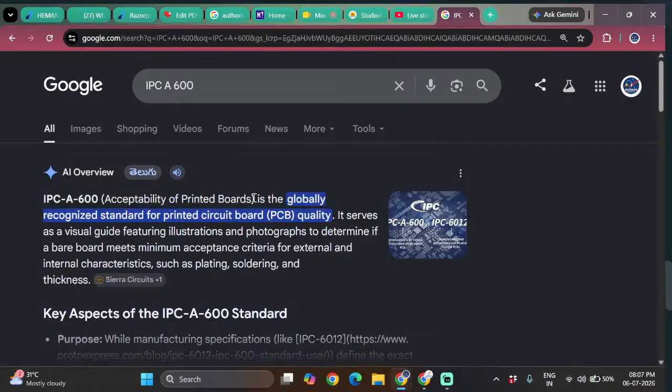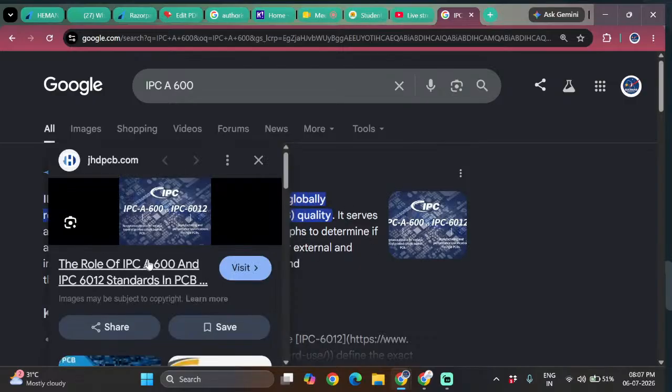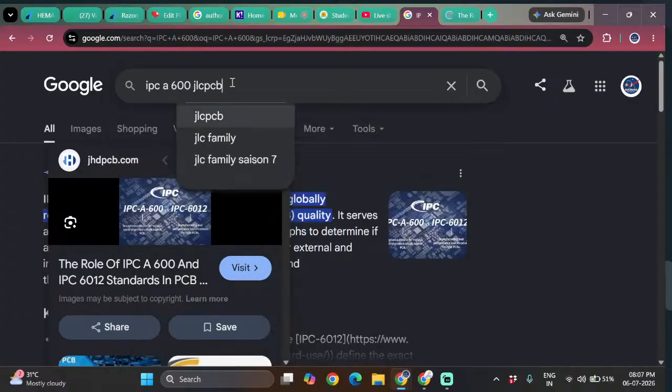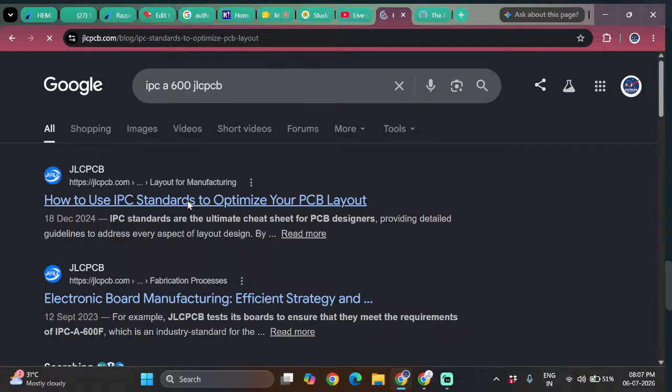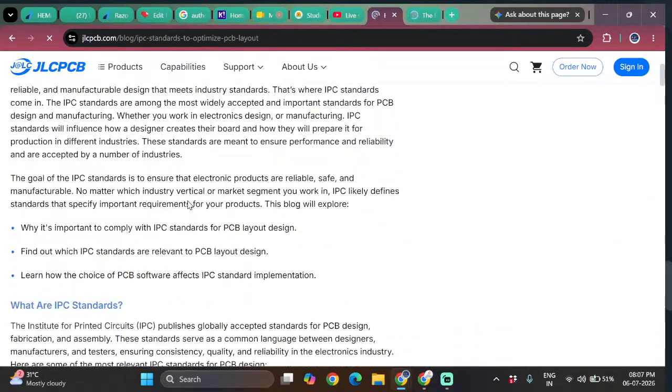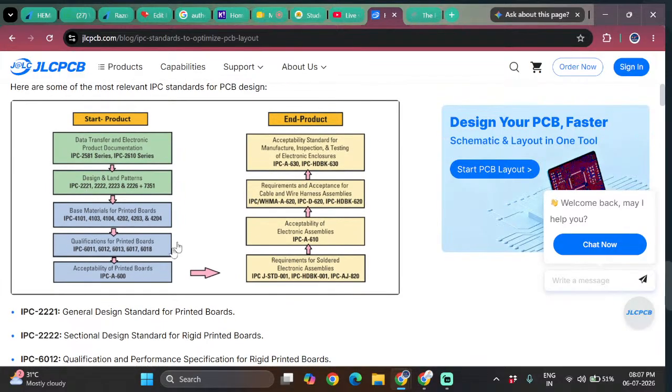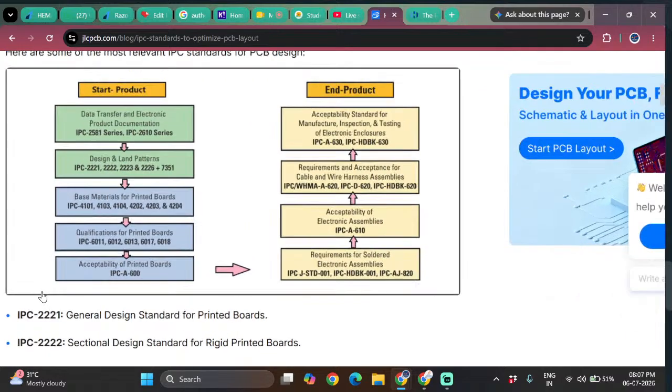It is a globally recognized standard. All the manufacturing companies follow some global standards like IPC-600. There is one more thing, IPC-6012. I will show you. See, these are global standards. Usually you don't find these standards in normal courses. As we are giving you the opportunity, it's best for you to learn about them. See, these are different kinds of standards.